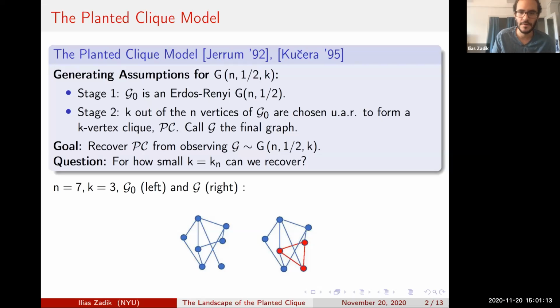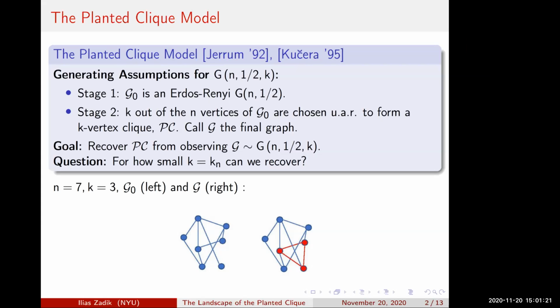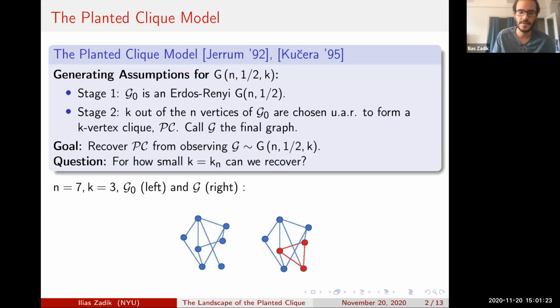And then what is the goal? If you see it as an inference task, of course, you erase the colors and you say, okay, I give you this graph. Can you find the hidden clique vertices? And the mathematical question of interest is for how small a clique can you do this? So you can probably understand that if I give you a very large k and I hide a clique of very large size, you probably can spot it. But if it's very small, probably it's lost in the bulk.